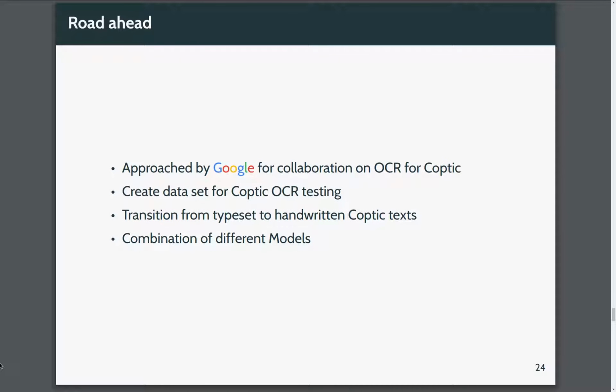What we were able to achieve is that we were approached by Google for collaboration on OCR for Coptic. Google has right now a huge collection of Coptic books that they want to be OCR'd. What we also want is to create a Coptic OCR testing dataset where we can test OCR models for Coptic. We also want to transition from typeset to handwritten Coptic text, and the combination of different models was not discussed in this work.